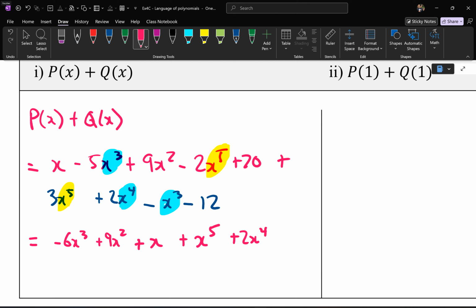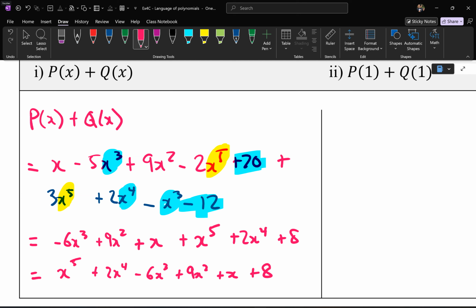And then finally, constants. Good. So plus 20 minus 12, that is 8. Write your answers in the highest order down, so it just looks neater and you know that you're on the right track. So it should be x to the power of 5 plus 2x to the power of 4 minus 6x cubed plus 9x squared plus x plus 8.